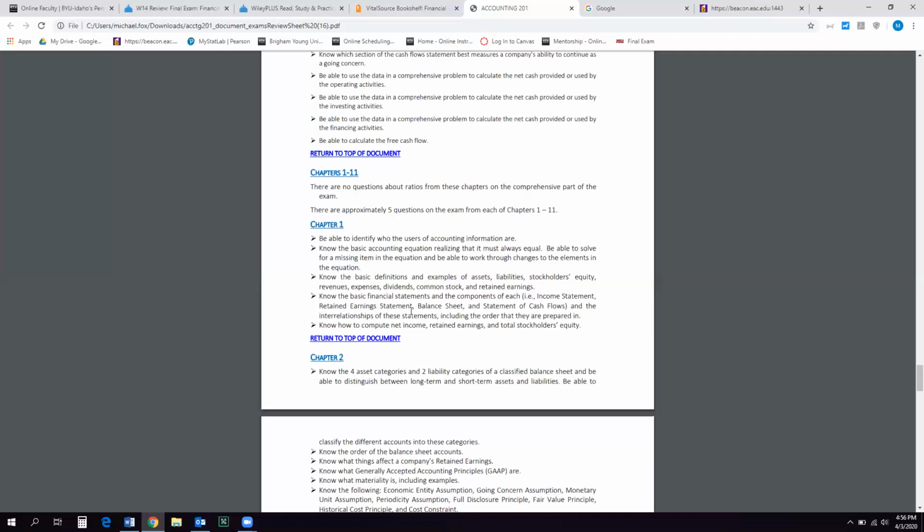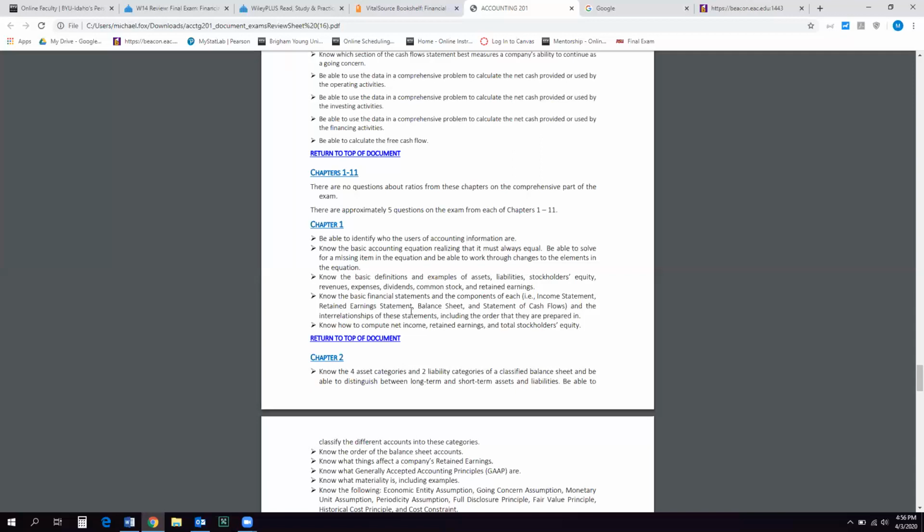Recognize the interrelationship between them, which is that the net income flows to the statement of retained earnings, and then we use it to calculate the ending retained earnings, and the ending retained earnings flows to the balance sheet, in the stockholders' equity section. And then know how to compute net income, retained earnings, and total stockholders' equity.